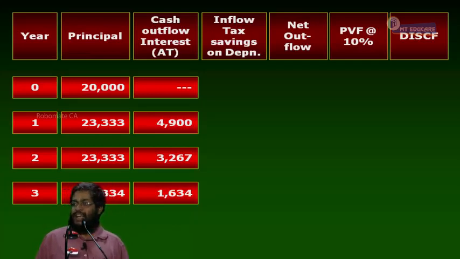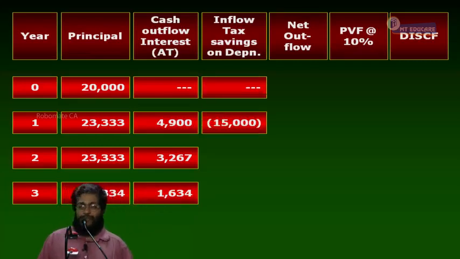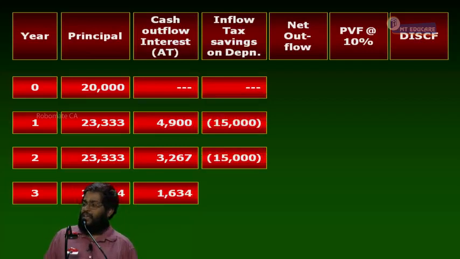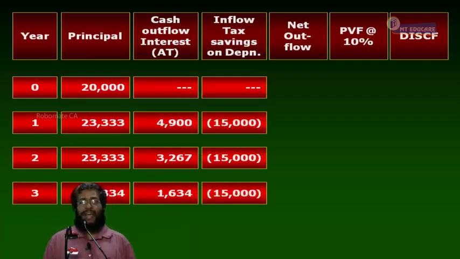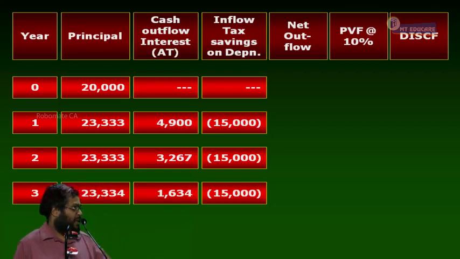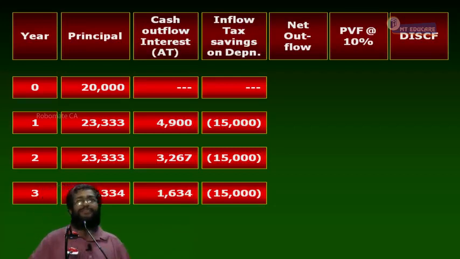1,634. Can I proceed to the next stage? Depreciation tax savings. Every year, how much do I save in tax on depreciation? 15,000. Year 1, 15. Year 2, 15. Year 3, 15. Why do I write it in brackets? Because the inflow reduces my outflows, so it is written in brackets. 15,000, 15,000, 15,000. Depreciation tax savings. Can I proceed further? Now, next.